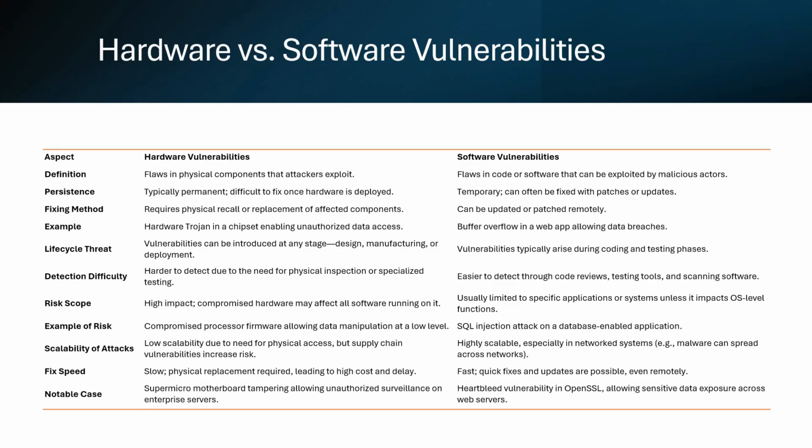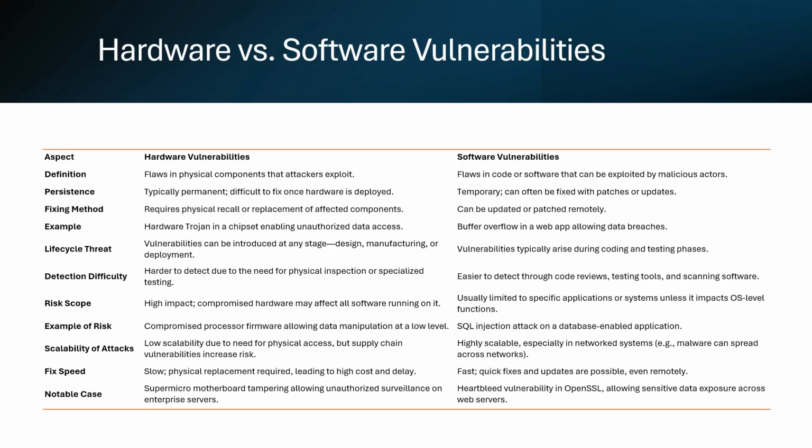They are all available in abundance these days, and it's going to be simple for you. Risk scope: it is very high impact. Compromised hardware may affect all software also running on it, and hence hardware vulnerabilities have higher risk. Software vulnerabilities are less risky when you compare them to hardware vulnerabilities. Usually, they are limited to specific applications or systems. Unless the software vulnerability impacts OS level functions, it's not going to be that threatening.